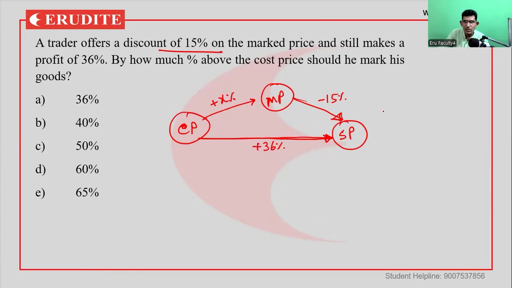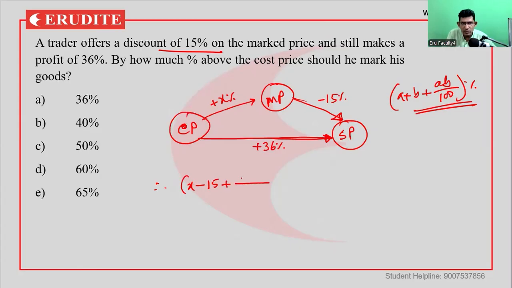So what I can do, successive percentage change, we know it is if initially A% change, then B% change, then net change will be A plus B plus AB by 100%. So you apply the same here. So net percentage change will be what? X plus X%, then 15% decrease, then A into B, that is X into minus 15 divided by 100%. And that should be equal to 36%.